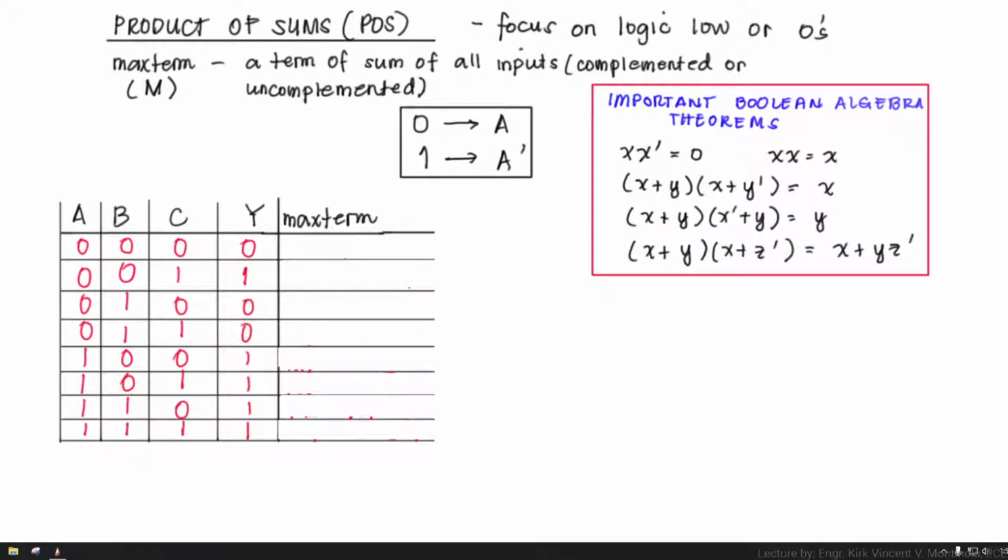For today's class, we'll be discussing the product of sums, or the POS. The product of sums is mostly focused on the logic laws or the zero output of a certain function or truth table. If you could notice, class, in our previous video about the SOP, if your truth table has fewer 1s or 0s, which one is better to get a formula from, or to make a formula from?